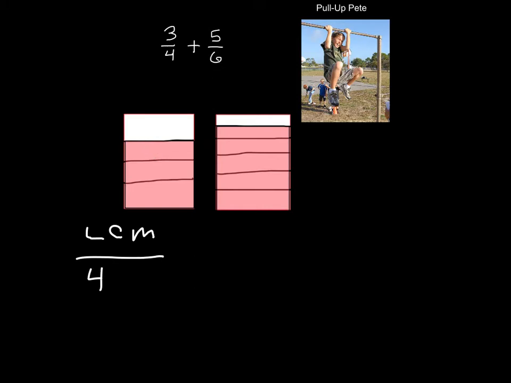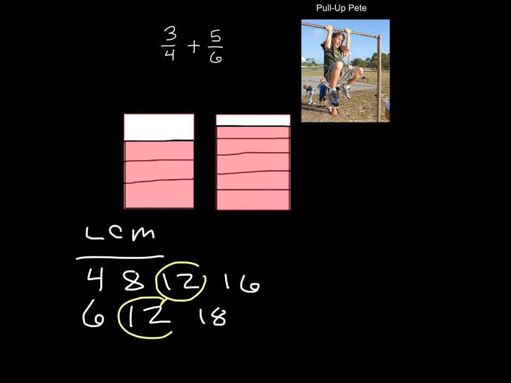So 4 and 6. And then I'm going to start by counting by 4s because those are multiples, right? So I'm going to go 4, 8, 12, 16. And then for my 6s, I'm going to count by 6s, right? So I'm going to go 6, 12, and then 18. And if I look here, I can see that I've got the common multiple of 12.